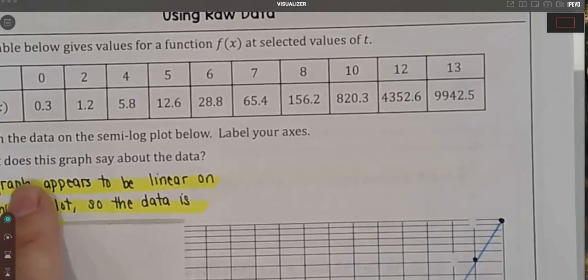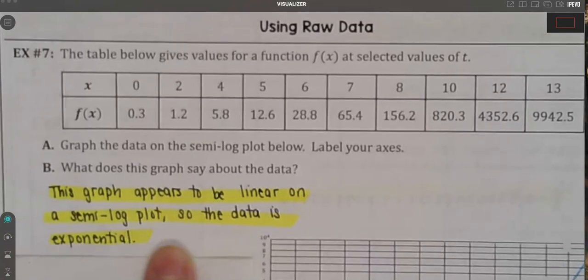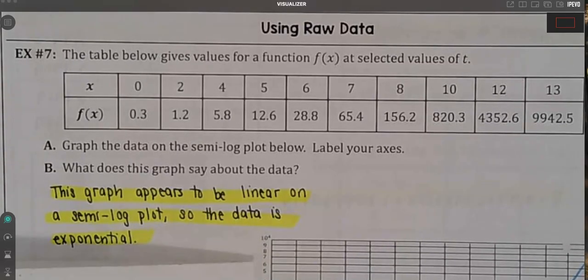Alright, and then it says, what does this graph say about the data? This graph appears to be linear on a semi-log plot. If it's linear on a semi-log plot, the data must be exponential. Okay? Because with a semi-log plot, exponential and logs are inverses of each other.